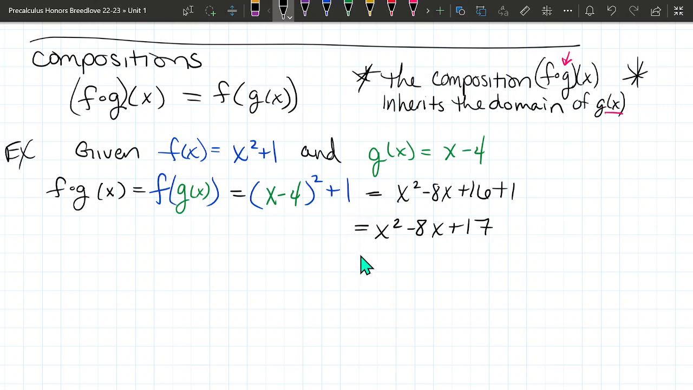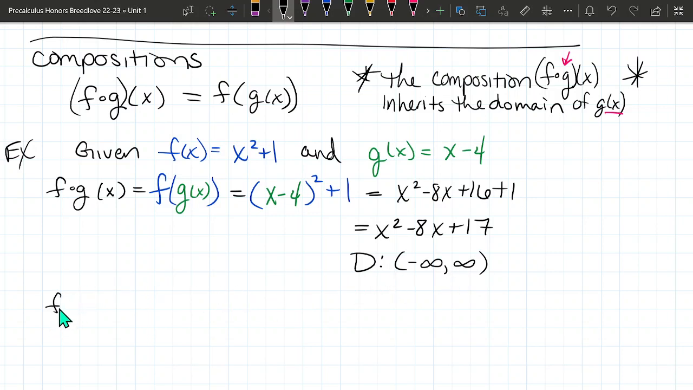So then the domain for this function is just a quadratic, so it's all real numbers. There's nothing happening there, and that matches the g. The domain of the g function is all real numbers. So it's from negative infinity to infinity, or all real numbers.